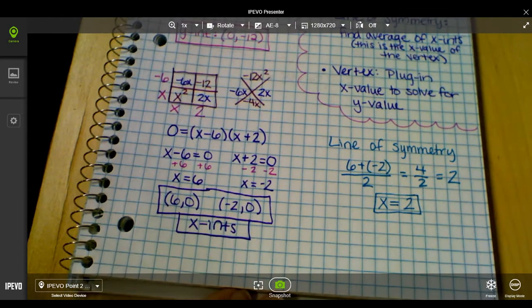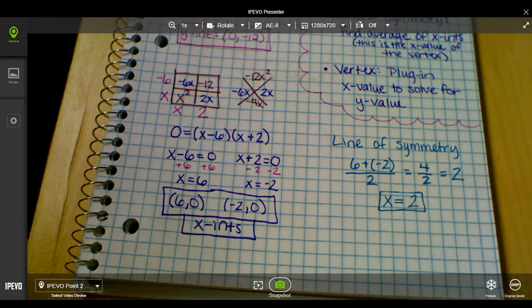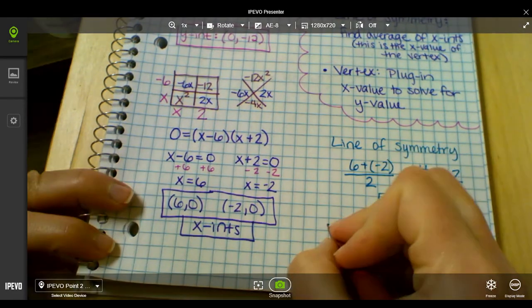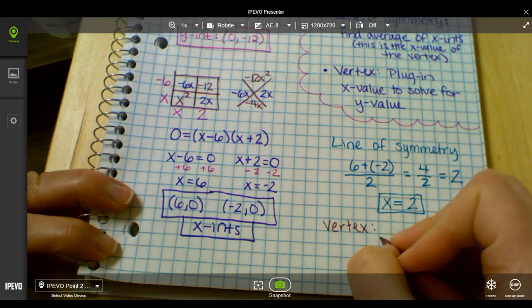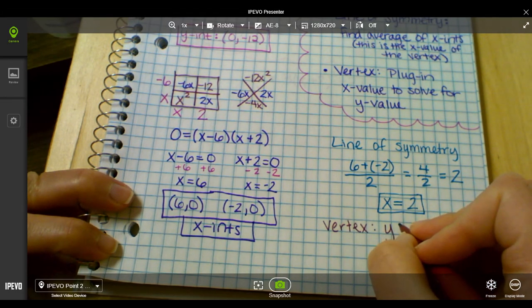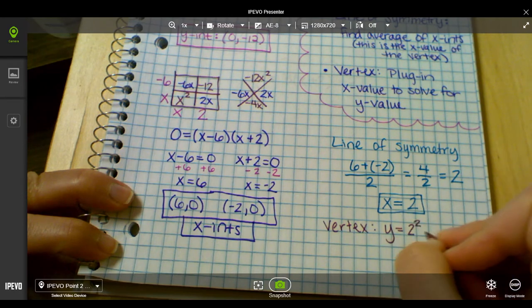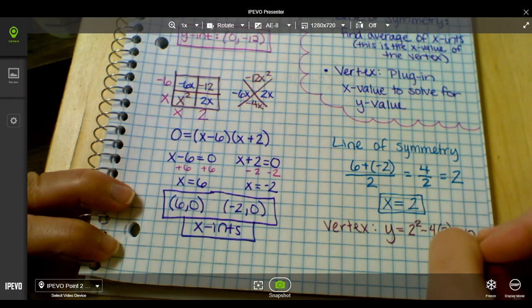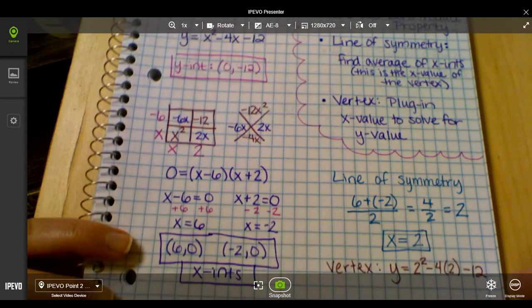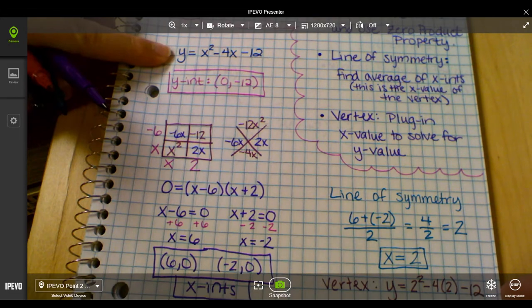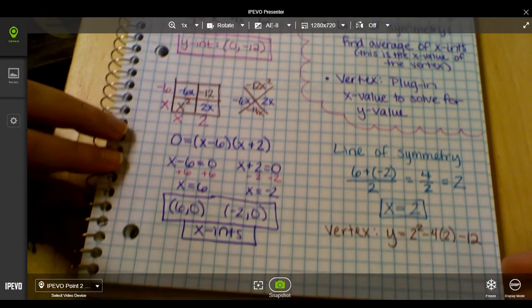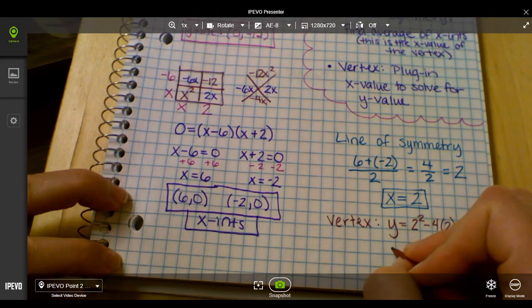But again, that is the x value of my vertex, 2. So when I go to solve for my vertex, I'm just going to plug that in. So y is going to equal 2 squared minus 4 times 2, and then minus 12. And again, you can't see, I'm just plugging it into our original equation over here. I know the x value is 2, so I'm just plugging in 2 for both x's. And then we just have to solve for y.